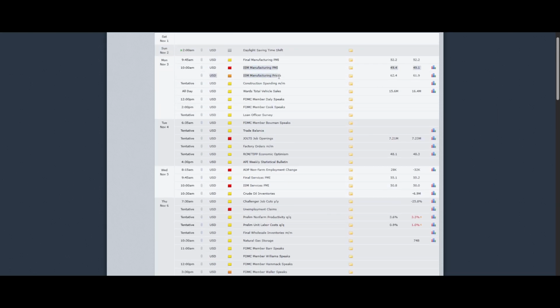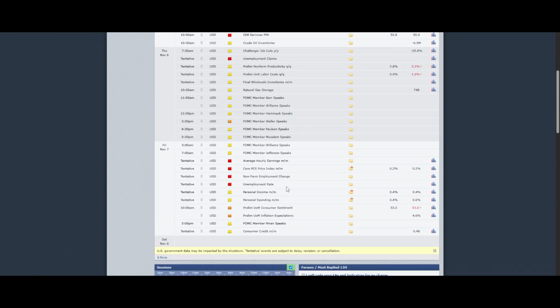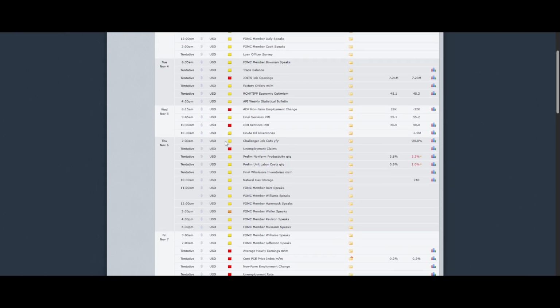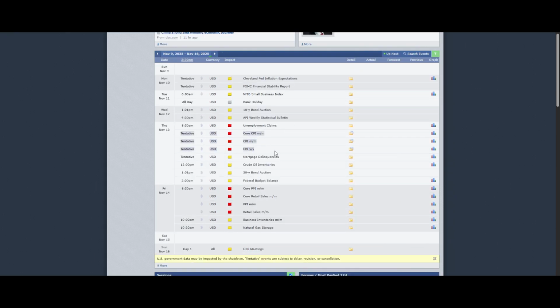Monday's a good trade day. We're supposed to have NFP, and I know we have CPI the following week, but it's all tentative. Bro, we need this government shutdown to fuck off, genuinely.